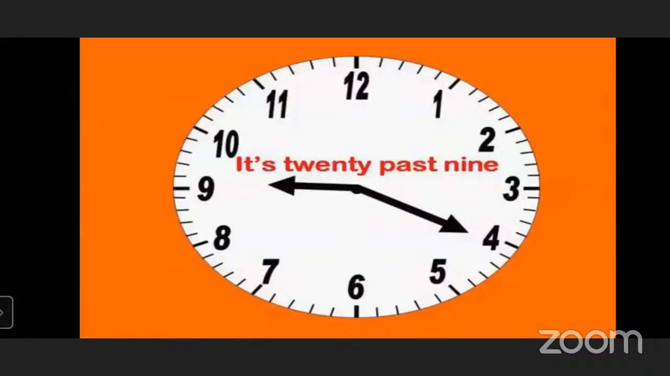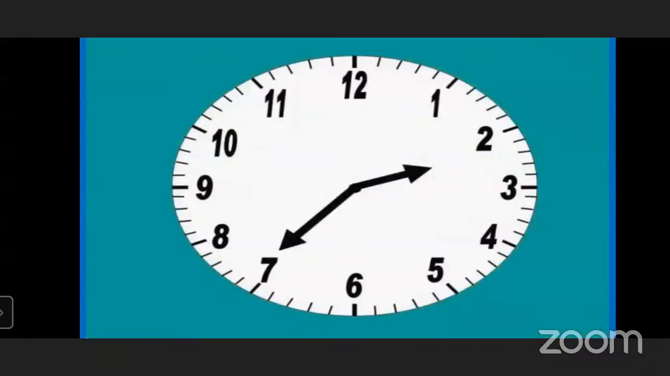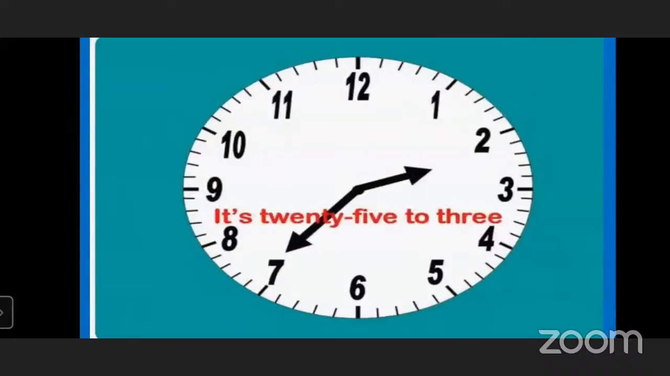Now here after 6 you have to read to. Okay. It's a 25 to 3, because 25 minutes are left to 3. That's why it's a 25 to 3.